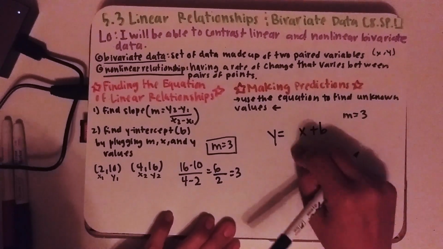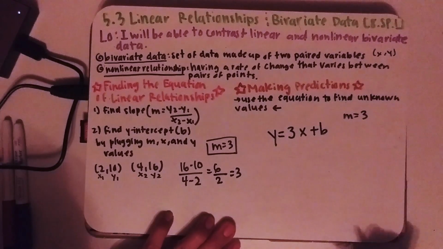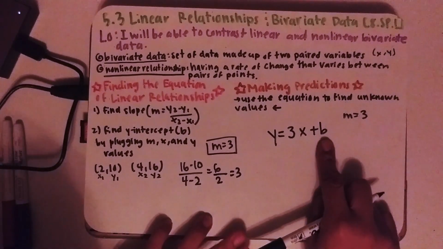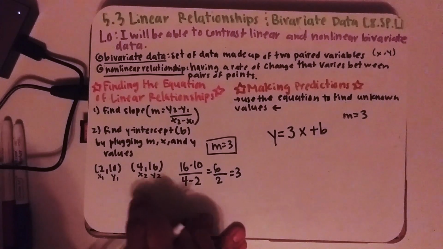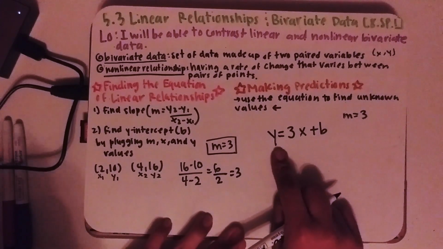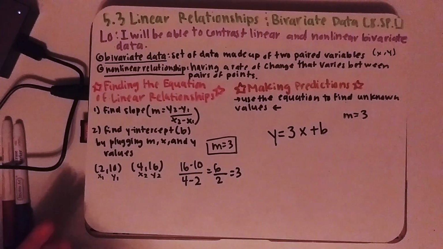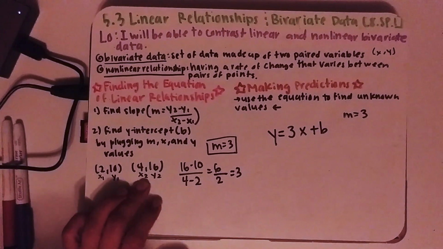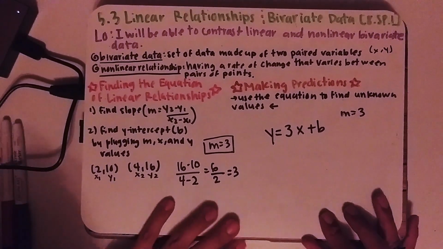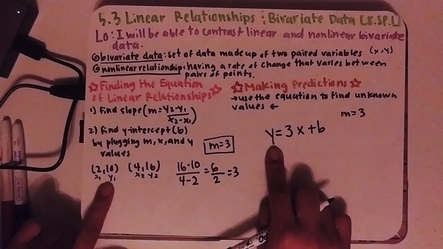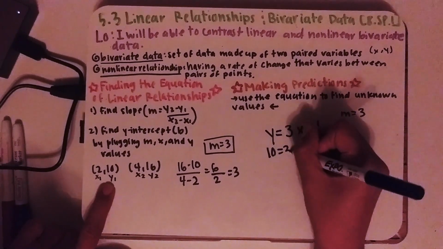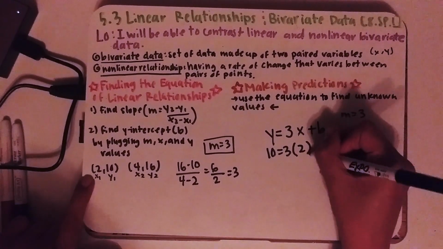So I can erase that and I can put my 3 there. Now I don't know my b, but I can get it from these 2 points, my x and my y. You can choose whichever one you want. I'm going to choose this one, and I'll show you that you get the same answer if you choose the second one. In this case, my y is 10.